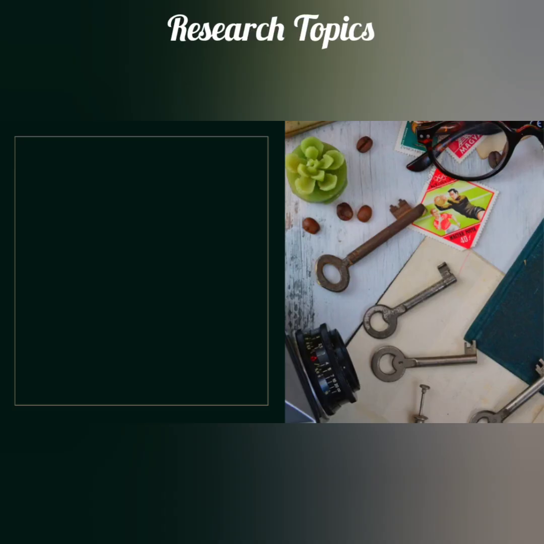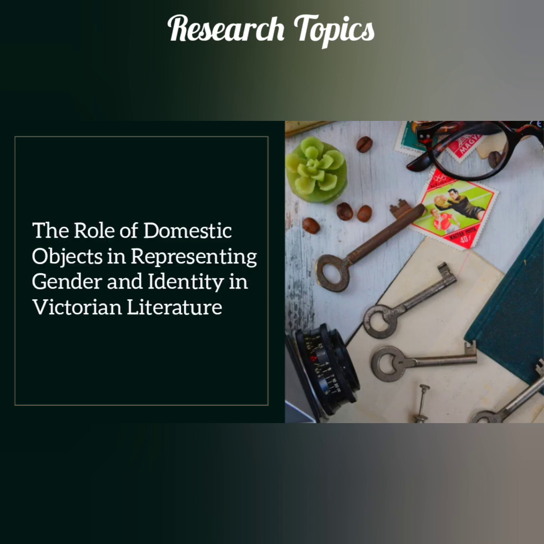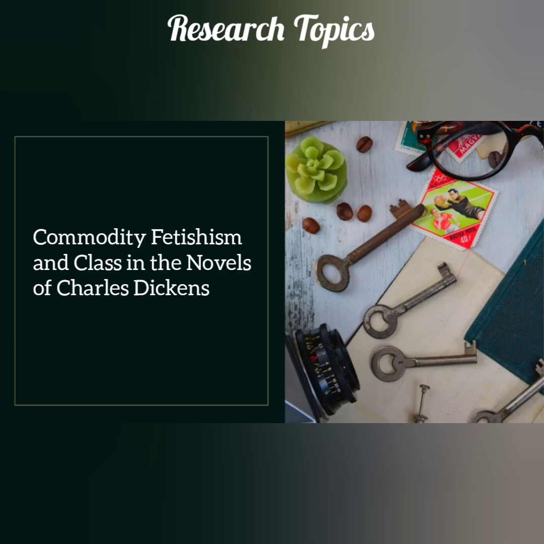Now, research topics related to this area. First one, the role of domestic objects in representing gender and identity in Victorian literature. Examine how household items convey themes of femininity, domesticity, and social expectations in 19th century novels. Next, commodity fetishism and class in the novels of Charles Dickens. Analyze how Dickens uses material objects to critique class disparity and consumerism in Victorian England.